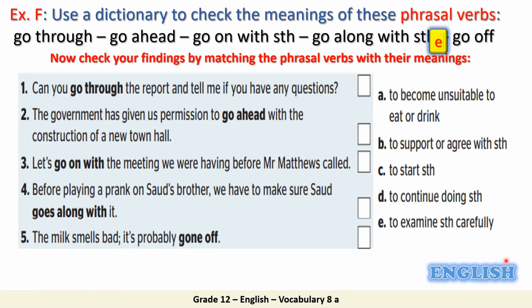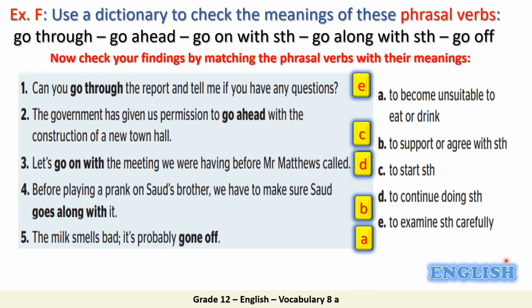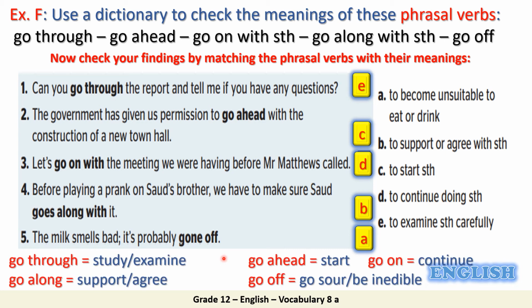take this feedback. Okay, go through means to examine something, right? And go ahead means to start something. And go on with something means to continue doing something. And go along with something means that someone supports or agrees with something. Whereas when the milk here goes off, it means that it becomes unsuitable to eat. And here you have the summary. Okay, clear? Okay, let's continue.